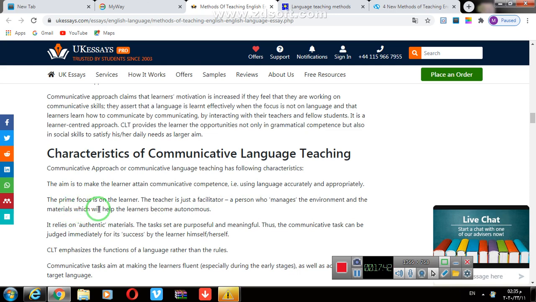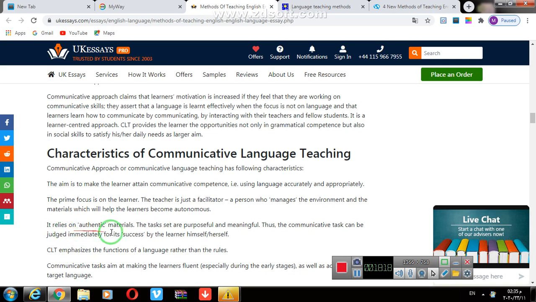The prime focus is on the learner. Of course, the objective here is to make our students in grade 1, grade 2, and grade 3 use the language. In communicative language teaching, our students in these grades have to use the language. The teacher is just a facilitator. That is, he is a person who manages the environment and materials which will help the learners become autonomous, I mean independent and self-confident in using the language.